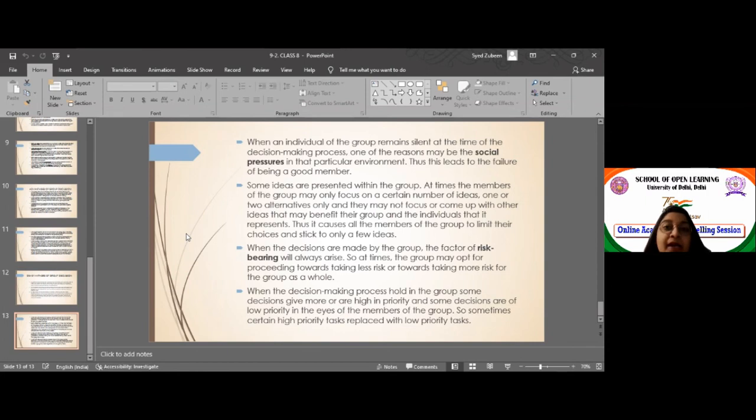Yeah, so some ideas are presented within the group. At times, the members of the group may only focus on a certain number of ideas, one or two alternatives only, and then they may not focus on or come up with the other ideas that may benefit their group and the individual it represents. Thus, it causes all of the members of the group to limit their choices and stick to only a few ideas, right? For example, if you're organizing an intercollegiate debate event, and you start by saying let's involve everyone, right?